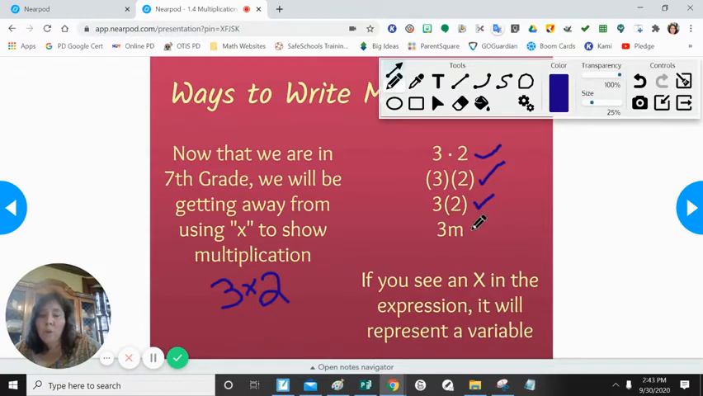When we are showing multiplication with a variable, we can use the coefficient to show multiplication. The reason why we're getting away from x is because we will be using variables this year, and x is a very common variable. It'll get confusing if x stands for both a variable and for multiplication. So for purposes of 7th grade math, we are getting away from using the x, and we're using one of these other methods to show multiplication.